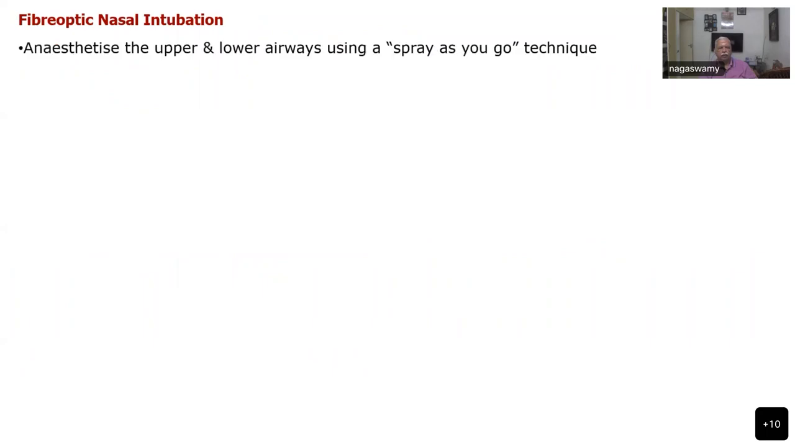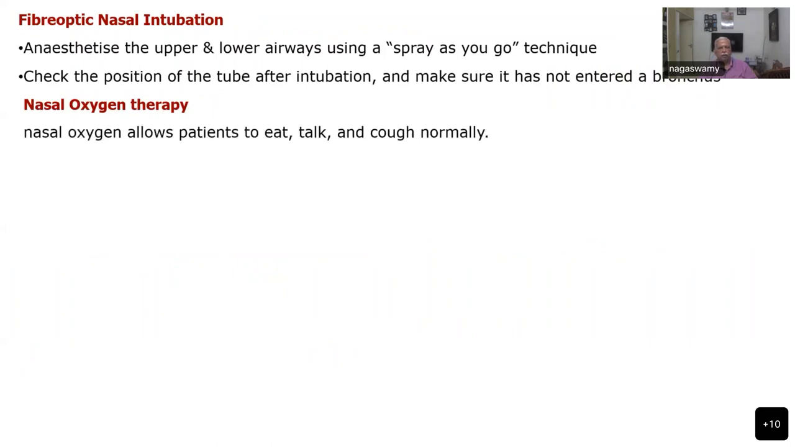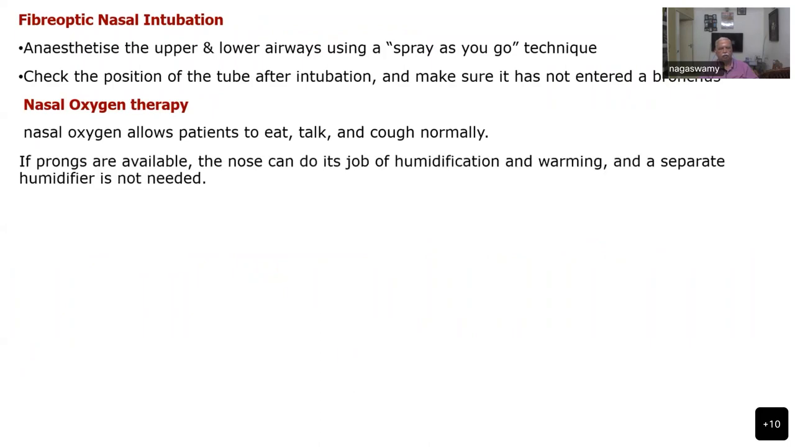Coming to fiber optic nasal intubation, anesthetize the upper airway and lower airway, as you said, with the spray-as-you-go technique. Check the position of the tube after intubation and make sure it has not entered a bronchus. Nasal oxygen therapy is also used, which allows the patient to eat, talk and cough normally.